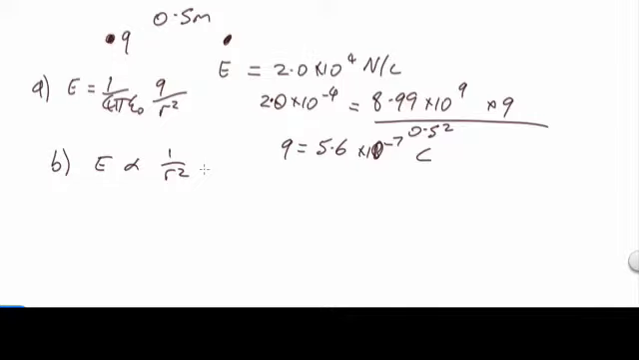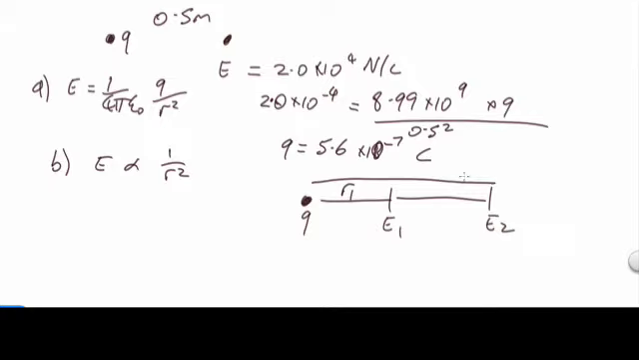So that means if we've got the charge here and we've got a E1 a certain distance away and an E2 a different distance away, so we'll call that R1 going to where the electric field is E1, and we have R2. The relationship we know is that E1 over E2 will be R2 squared over R1 squared. That's just another way of writing this relationship between E and 1 over R squared.